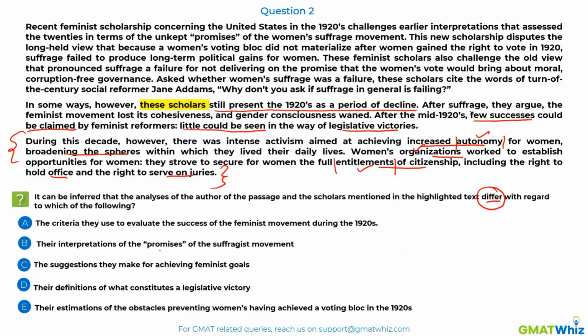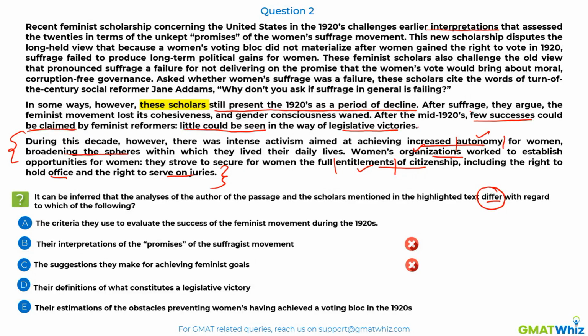Their interpretations of the promises of the suffragists. Now, the author doesn't disagree about their interpretation. Mind it, the author nowhere says that their interpretation was wrong. The new feminist scholars disagree with that. The suggestions they make for achieving, no, neither of them, nowhere in the passage are we talking about what to do to achieve feminist goals. So this is totally out.